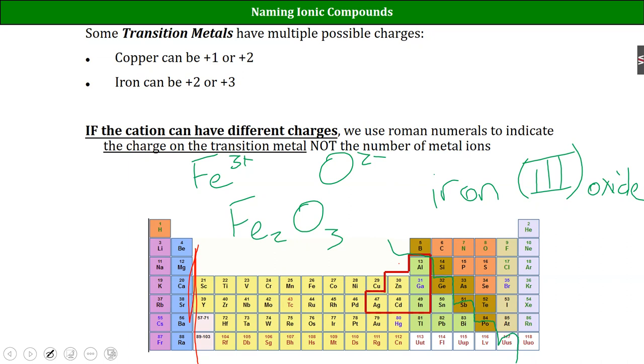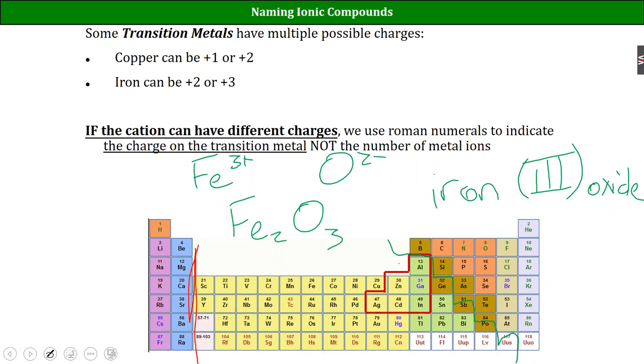If we always know what the charge of the ion is, because it's in our first two columns, or in this block of six right here, we don't need to use those Roman numerals. Sodium ion is always the same charge. Magnesium ion is always the same charge. And these six, in groups of three because there are three columns, always have the same charge.